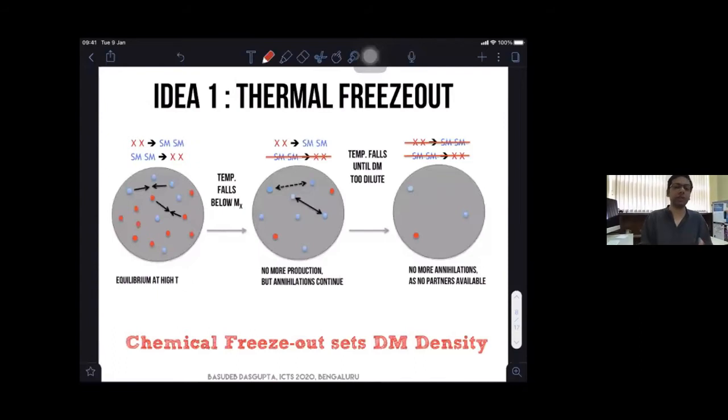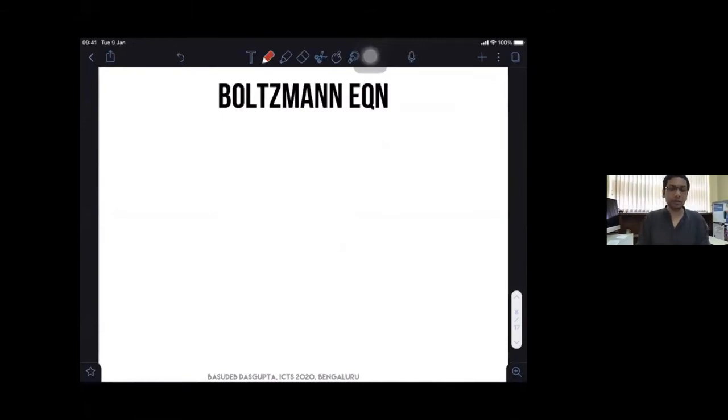This is called chemical freeze-out. Okay, because the chemical reactions, chemical meaning number-changing reactions of dark matter annihilations, freeze out at some particular temperature. Okay. Now this we want to understand in a little bit more detail. There are two ways of doing it. One which is a little bit simpler and gives the correct idea, and then one which is a little bit more rigorous. Let me do the simple one first.